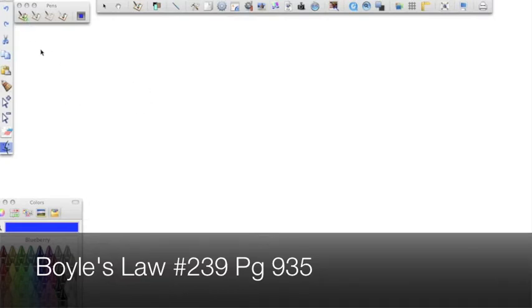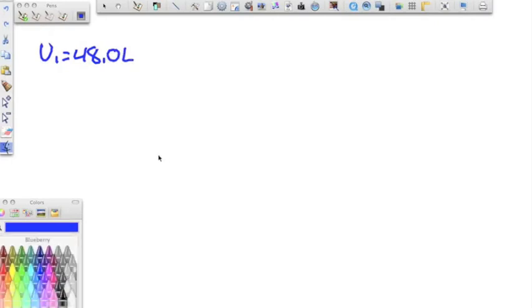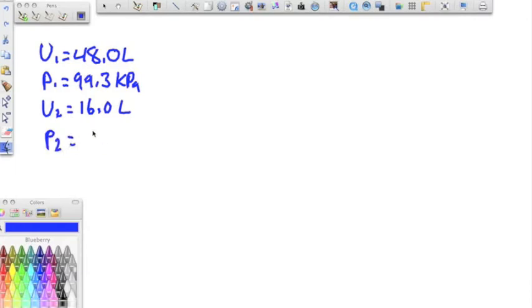Well, our first given is a volume of 1, which equals 48.0 liters. It tells us that that oxygen gas is held at a pressure of 1, so P1, which is 99.3 kilopascals. Then it wants to know what the pressure would have to be if we reduced the volume all the way down to 16 liters. So we're searching for P2.